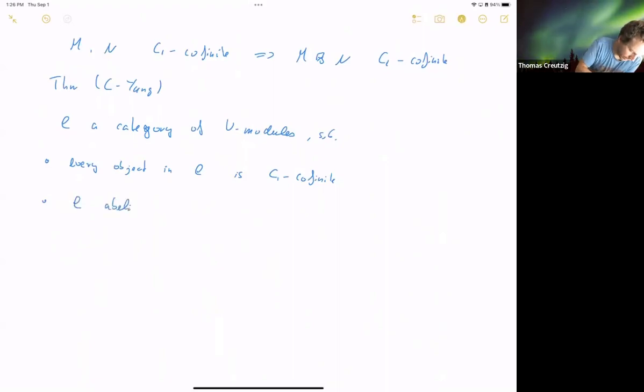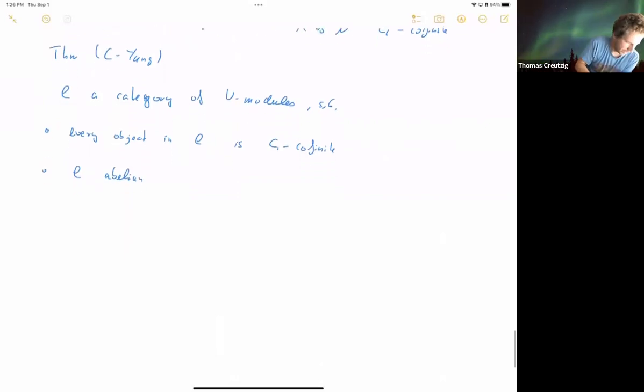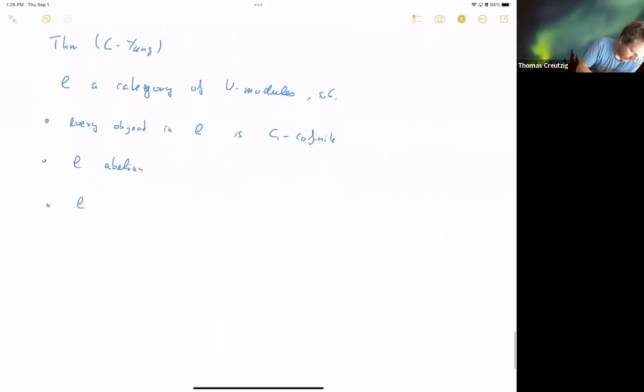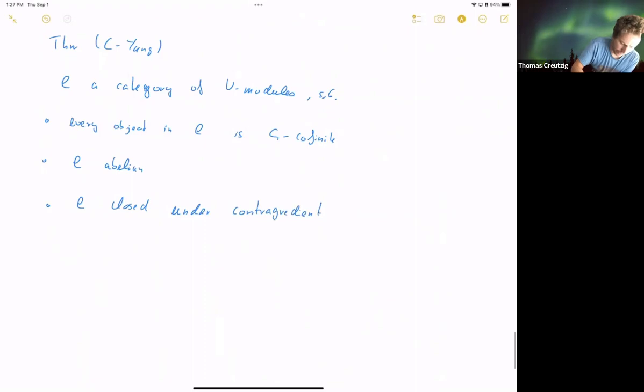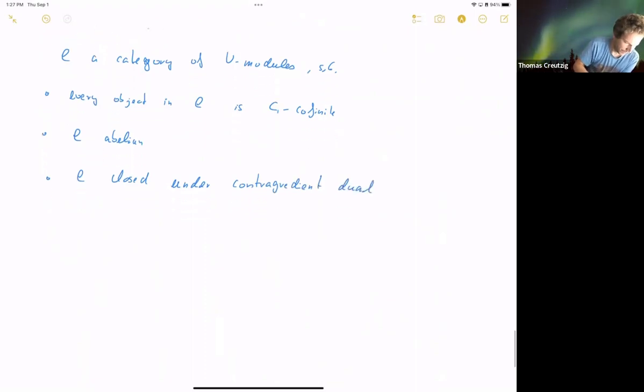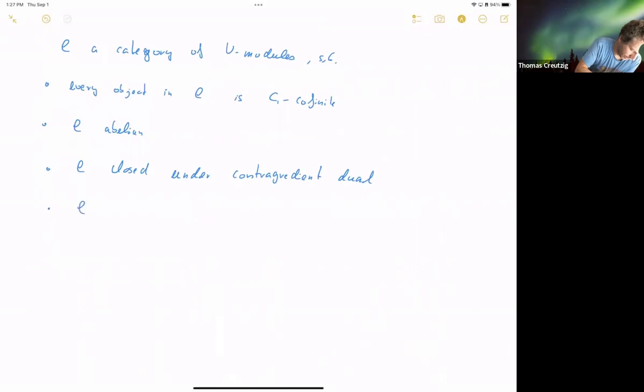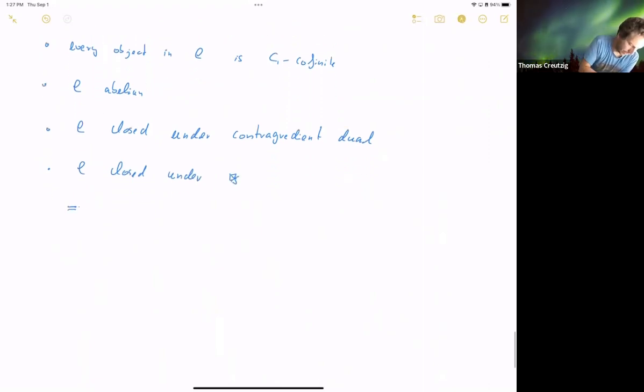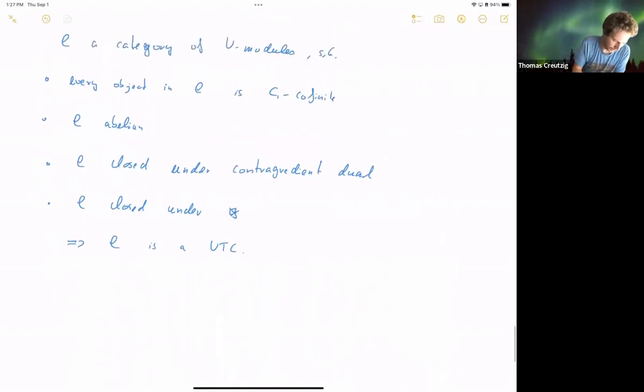So what else do we need? We need it to be closed under kernels and cokernels. We need it to be an abelian category. We also need it to be closed under the contragredient dual. And these mild conditions are in fact a challenge to establish a tensor category. And then we need C to be closed under tensor product. And if all these conditions are satisfied, then C is a vertex tensor category.